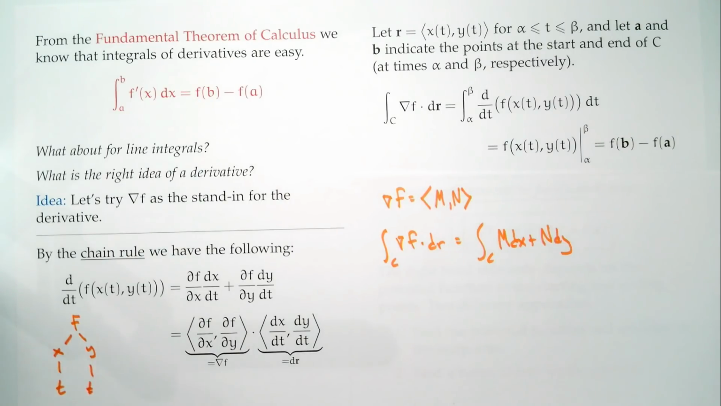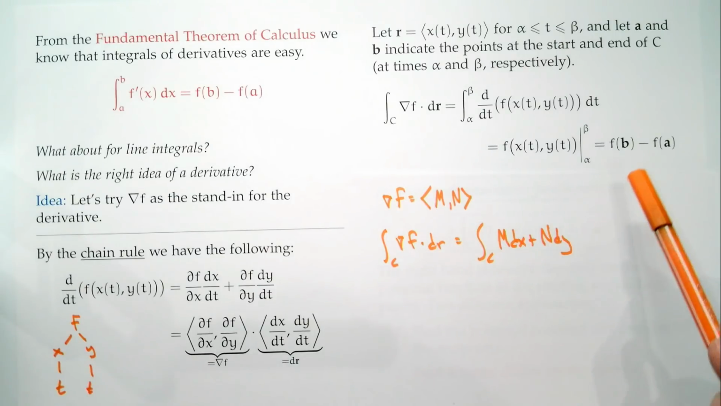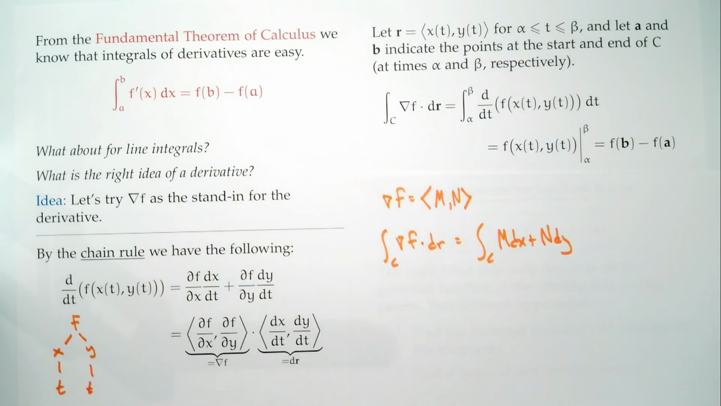And what do I get? Well, if you plug in beta, you're going to get x of beta, y of beta, which means you're going to be at your point B. You're going to be at your endpoint. So it's the function at the endpoint. And if you plug in alpha, x of alpha, y of alpha, that's your location where you started. So you're going to get your initial point. And so you get the function at B minus the function at A.